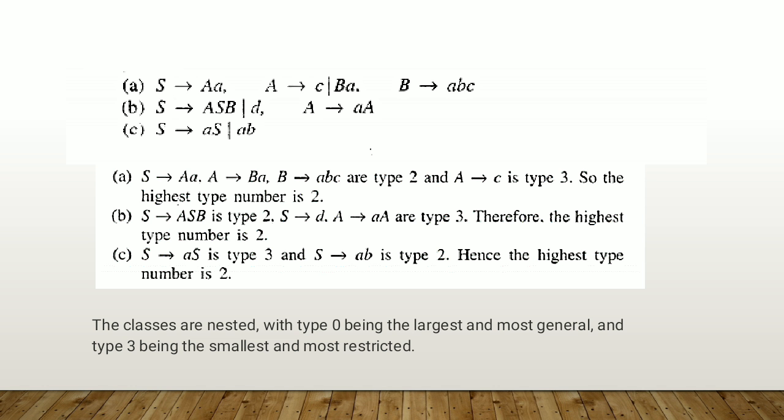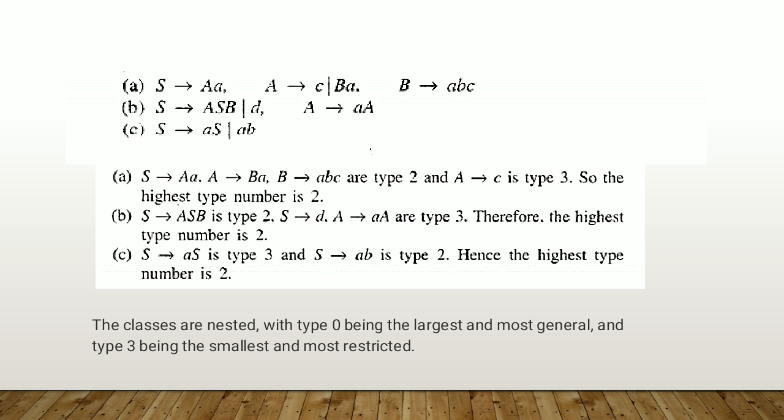Another example, that is B, is S gives ASB, all capital letters, or S gives D, A gives AA. So S gives ASB is type 2, and S gives D and A gives AA are type 3 grammars if we match this pattern with our definition. Therefore again here the highest type number is 2. Next example is C. S gives small a capital S or small a b. S gives aS is type 3 and S gives ab is type 2. Hence again here the highest type number is 2.